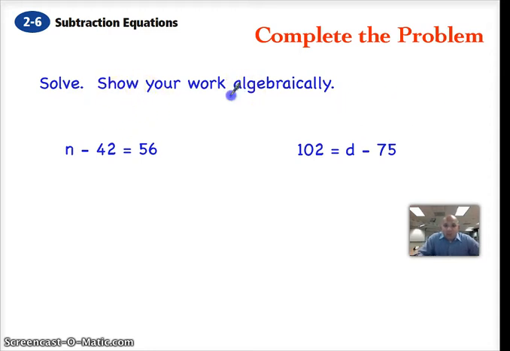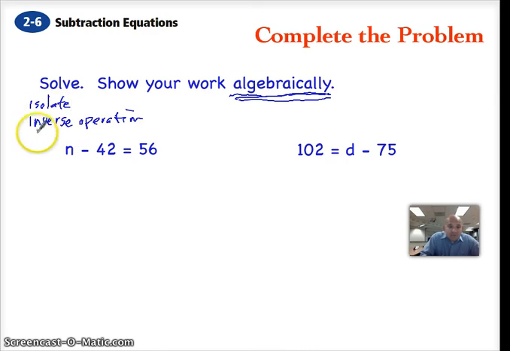I need you to show your work algebraically. I need you to show it step by step. First thing I want you to do, of course, is recognize that you need to isolate the variable. Then, once you recognize that, you need to take the inverse operation. And then what you do to one side, you have to do to the other. So you're going to do it to both sides. Okay, those are the things that you need to think about as you do these two problems. n minus 42 equals 56, and 102 equals d minus 75. We'll see you in class.